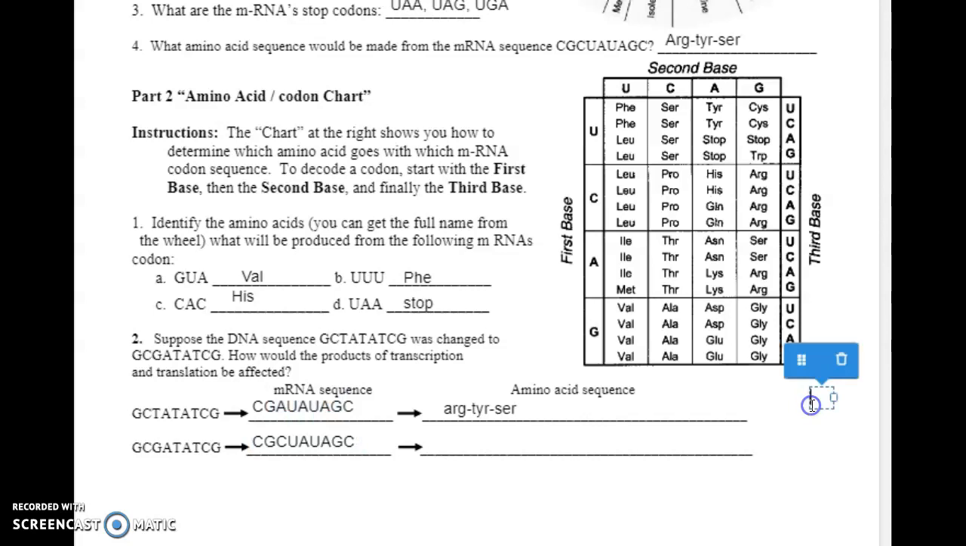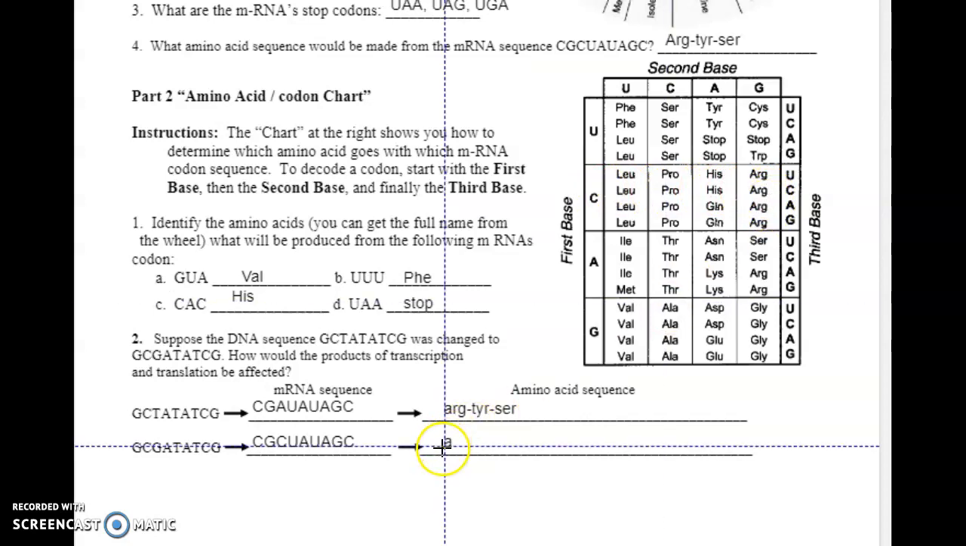Okay, so let's see how that compares. So this codon right here, we had CGA initially. Now I have a CGC. The UAU codon is still the same. AGC is still the same. Let's see what changed with our CGC. So go to C, over to G, and go to C. And that would be arginine. So it's still arginine. ARG. And the next one's the same. So it's TYR. And the next one's SER.